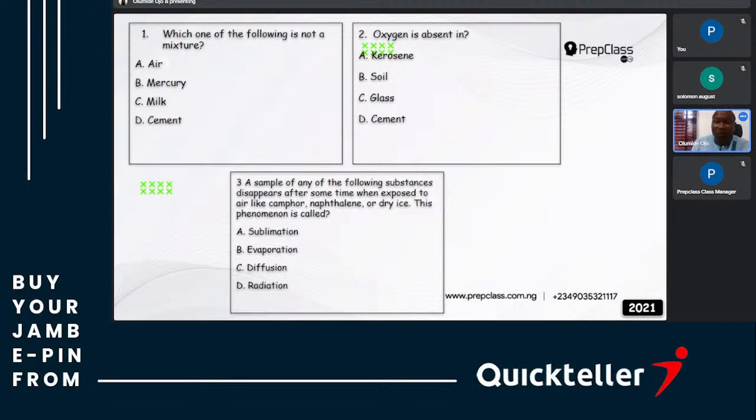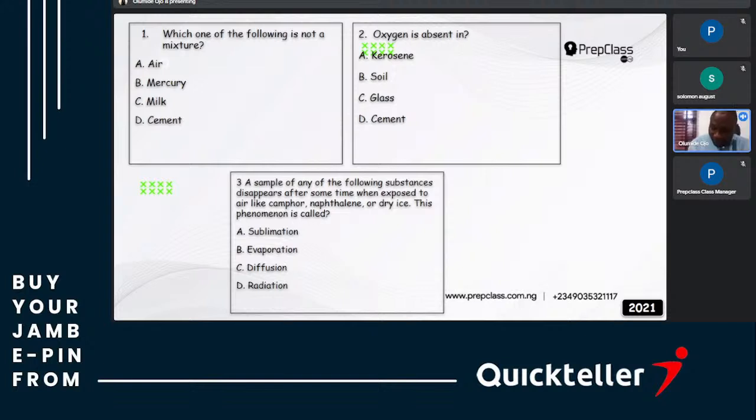So they are asking which one is absent of oxygen. The answer is kerosene, A. Why? Because kerosene is only a hydrocarbon. You know what a hydrocarbon is? Yes, certainly. Hydrocarbons are compounds of carbon and hydrogen in organic chemistry. So there's no oxygen in kerosene. It is a hydrocarbon compound, so it only has carbon and hydrogen. Soil has oxygen. Glass, SiO2, has oxygen. Cement, CaCO3, has oxygen. So the answer is A.